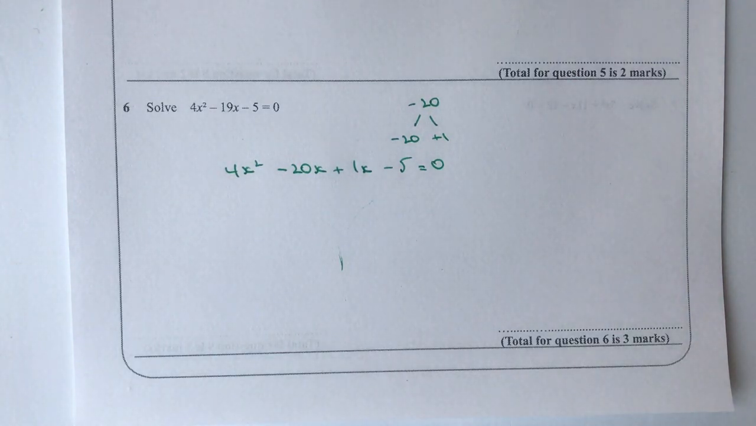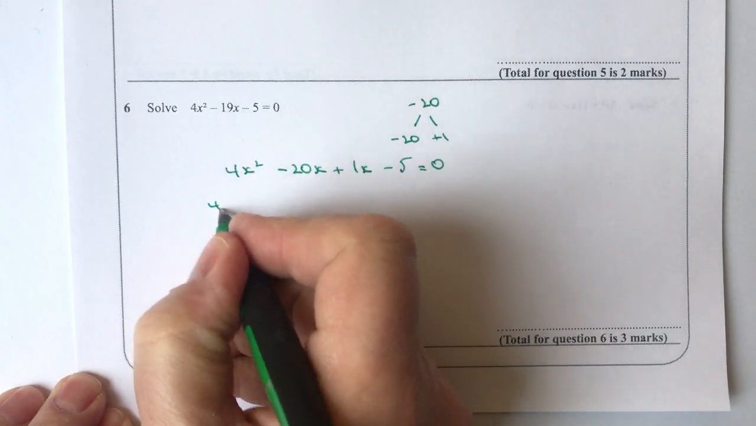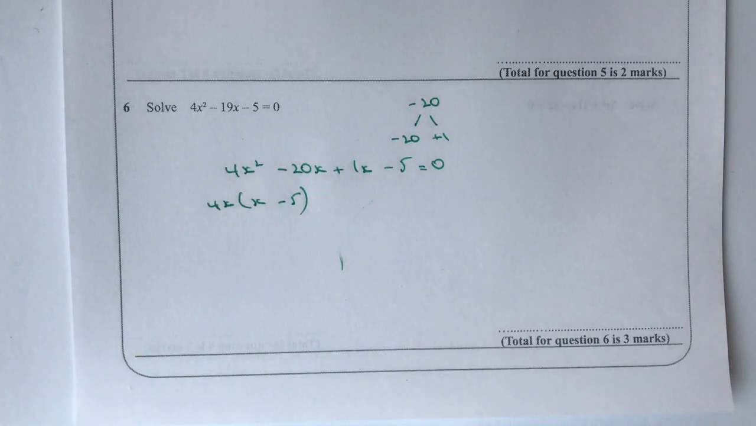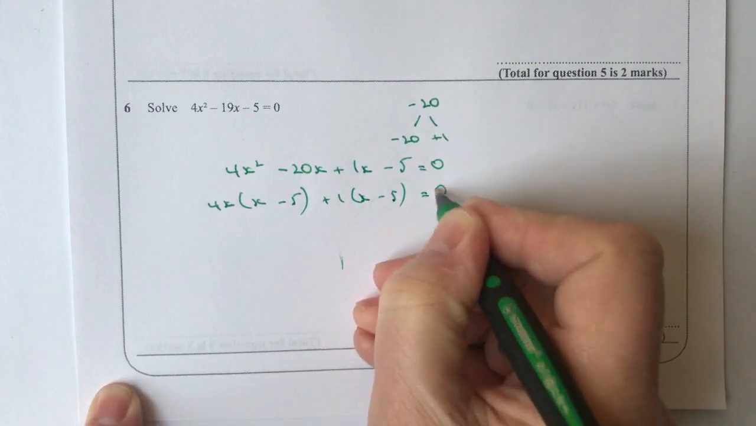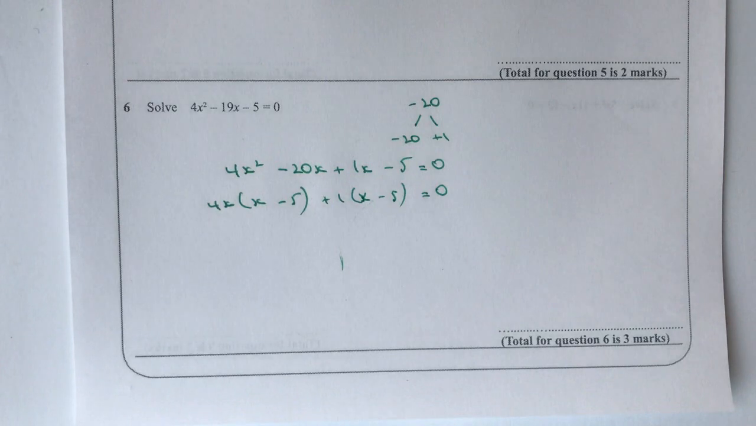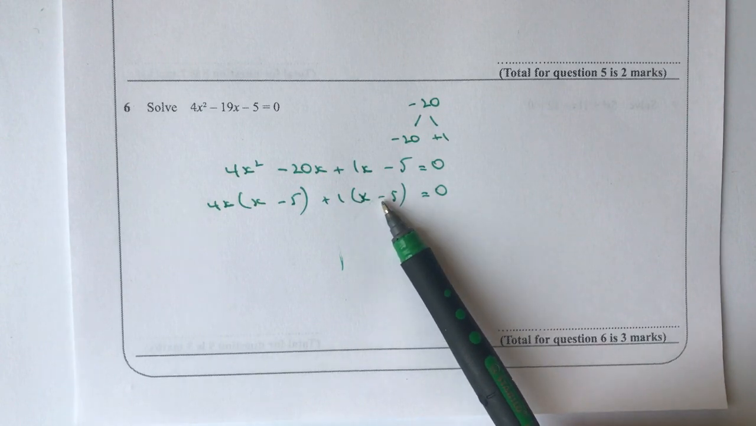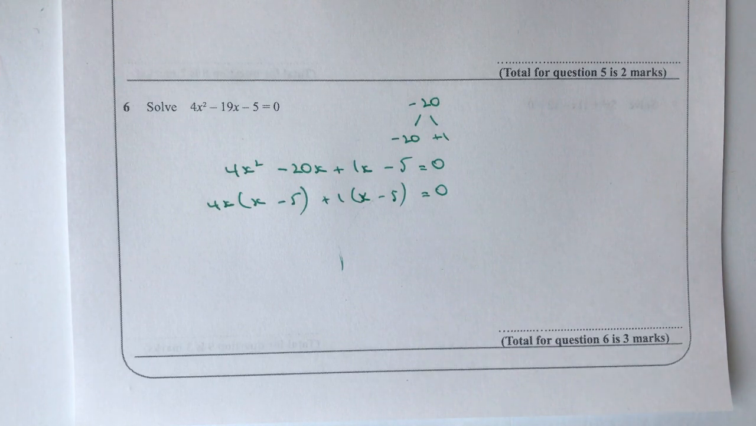And then the next stage is to factorise the first two terms. I'm going to factorise that for 4x, so I can write that as x minus 5. So 4x times x minus 5 will give me 4x squared minus 20x. And then the second one, I'm going to factorise for plus 1, and again I'm going to get x minus 5 equals 0. Just to check that, if I do plus 1 times x, I get plus 1x, and plus 1 times minus 5, I get minus 5. All right, so now I've got two bracketed terms that I can bring together, which is x minus 5.